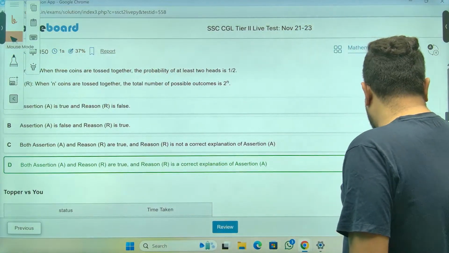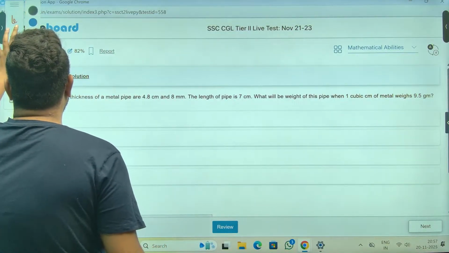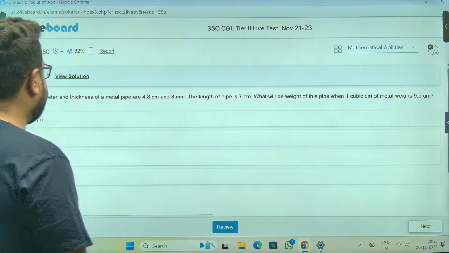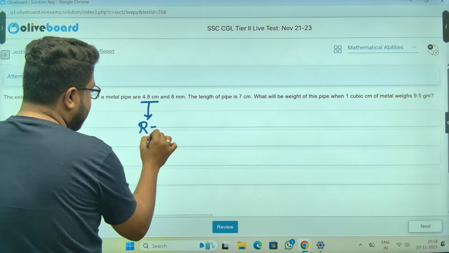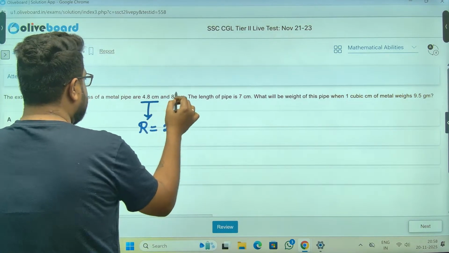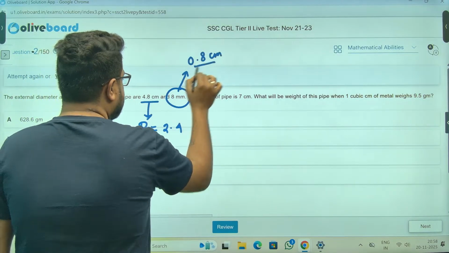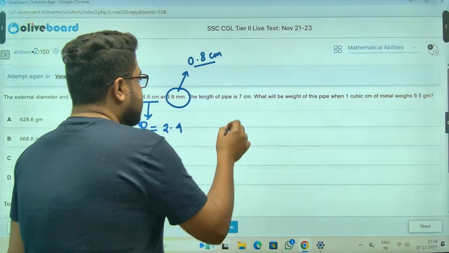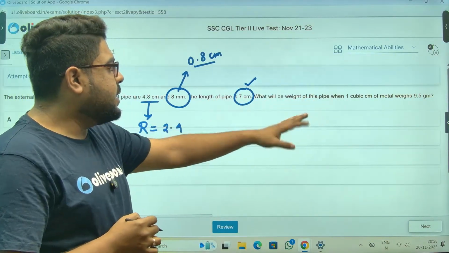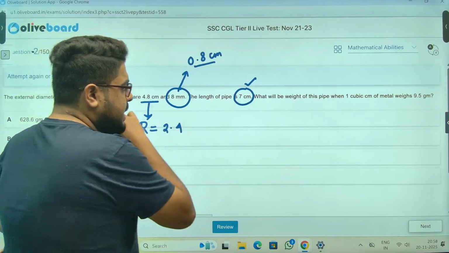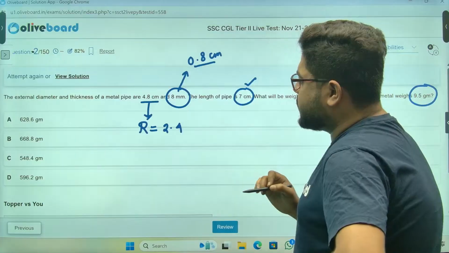Next one. The external diameter is 4.8, so capital R, the radius, will be 2.4. Thickness is 0.8 centimeter, because all the other values are in centimeter. Length or height is 7. What will be the weight of this? So 9.5 per cc.